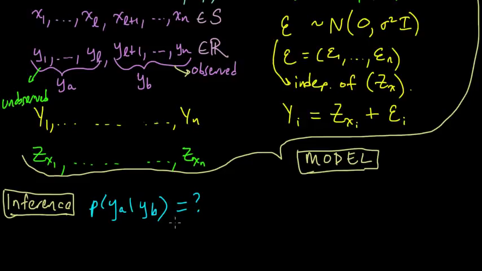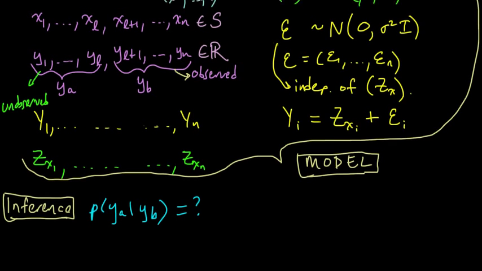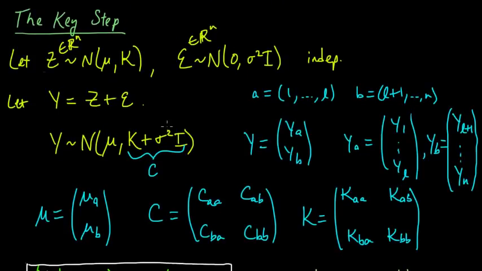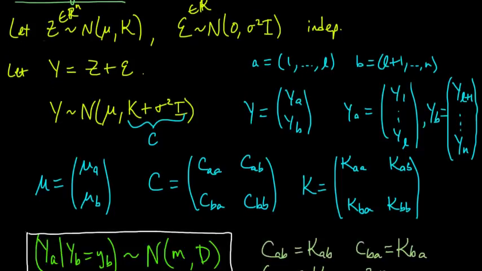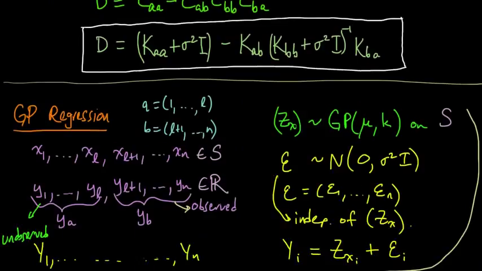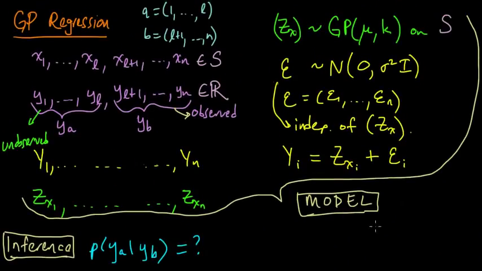Well, this is where the key step in our calculation in the previous video comes into play. In the previous video, we talked about how we had this setup where we had this Gaussian vector z and this Gaussian epsilon. We added them together, we got y. And then we were able to figure out what the conditional distribution on ya given yb was.